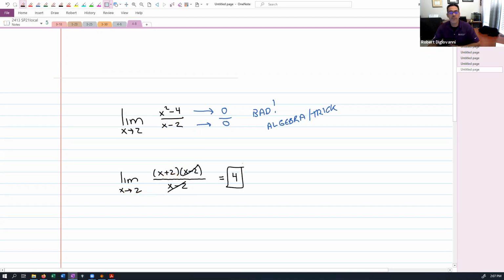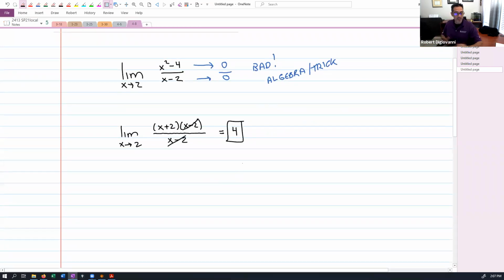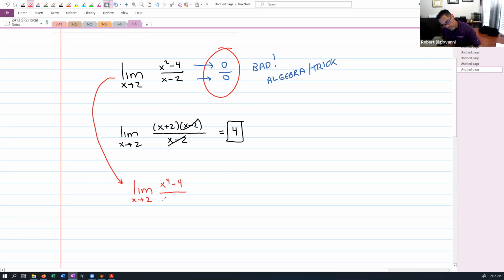Right? That's the way we did it before. What L'Hopital's rule is telling us is that instead of doing that, since we're getting 0/0, what we can do instead is say that this limit should be equal to the same limit. X to the 4th power.